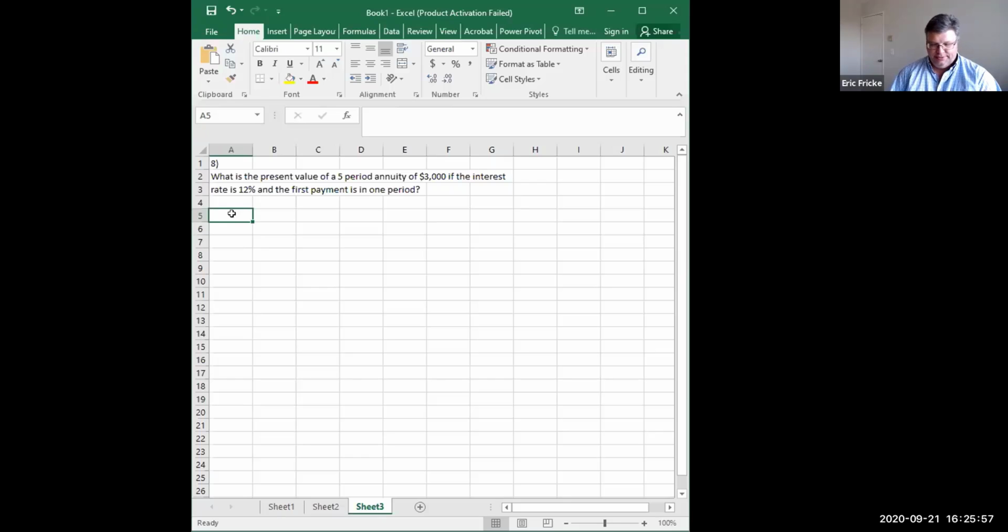So let's go down here. What is the rate? So the rate in this case is going to be 0.12, and it looks like it's basically for the period, and we're not really given the period, but 12% is the rate per period because we're not given enough information to tell otherwise. The number of periods in this case is 5.